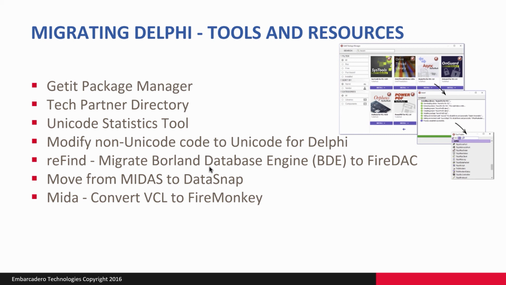We'll see how to migrate from the Borland database engine BDE to FireDAC for SQL databases like Embarcadero's InterBase database or other SQL databases. We'll see how to move from MIDAS DCOM to DataSnap. And lastly, we'll see how to use the MIDAS VCL to FireMonkey converter tool to convert your VCL forms to FireMonkey forms.